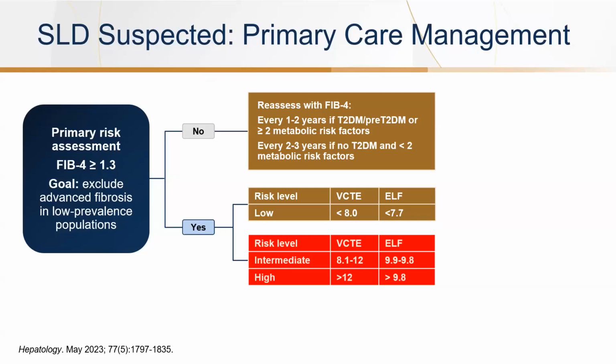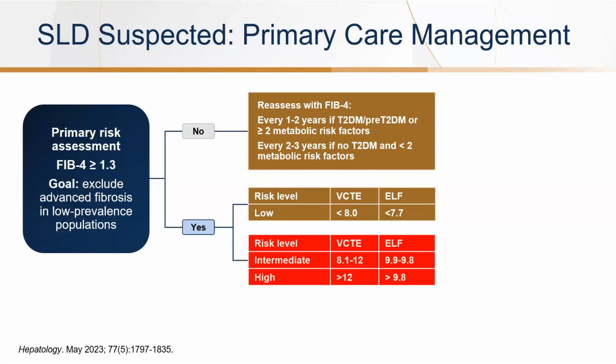If they do have a FIB4 that's greater than or equal to 1.3, then you want to go ahead and try to get a FibroScan or an ELF test. These are 2 other non-invasive testing methods that can help you with your risk level of your patient. With the FibroScan, if their VCTE, or that's their elastography, is less than 8.0, or their ELF score is less than 7.7, this indicates that they're at low risk for having advanced fibrosis.